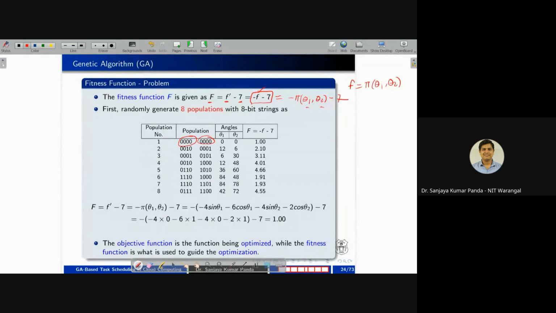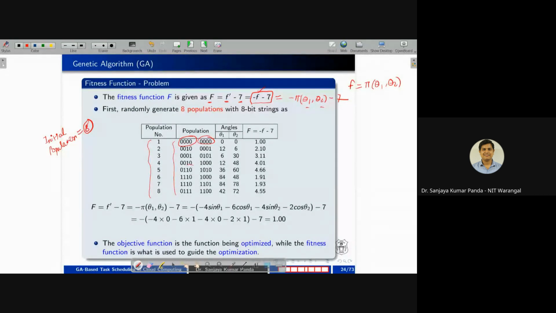That is a population. And similarly, the first step in the genetic algorithm is the initial population, so I consider the total number of population is 8. Okay, I consider total population is 8. So I represent in the form of what? I represent in the form of binary string by considering that each and every variable should be represented in 4-bit binary. So this is generated randomly.